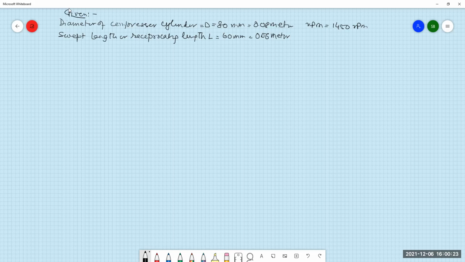Next, what is given? T3. The condensing temperature is 40 degrees centigrade. So T3 is 40 degrees centigrade plus 273, equal to 313 degrees Kelvin.